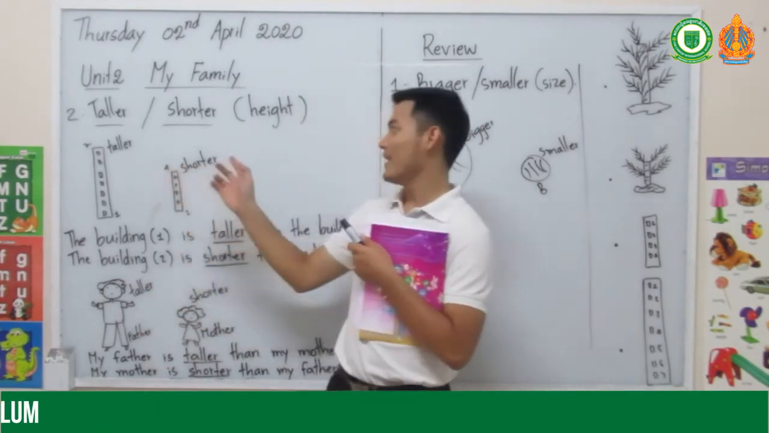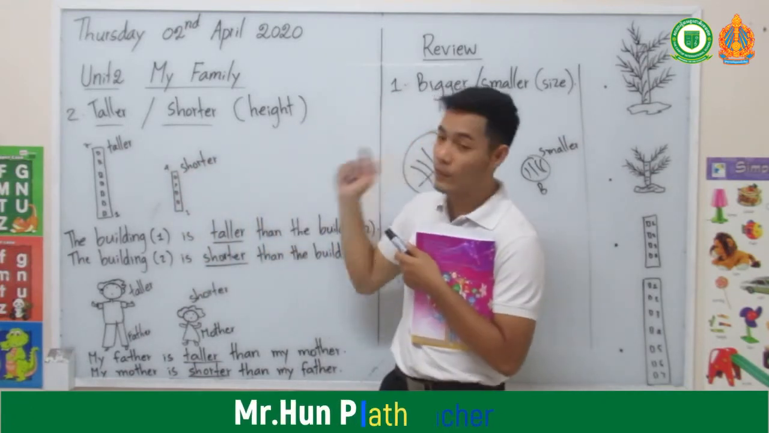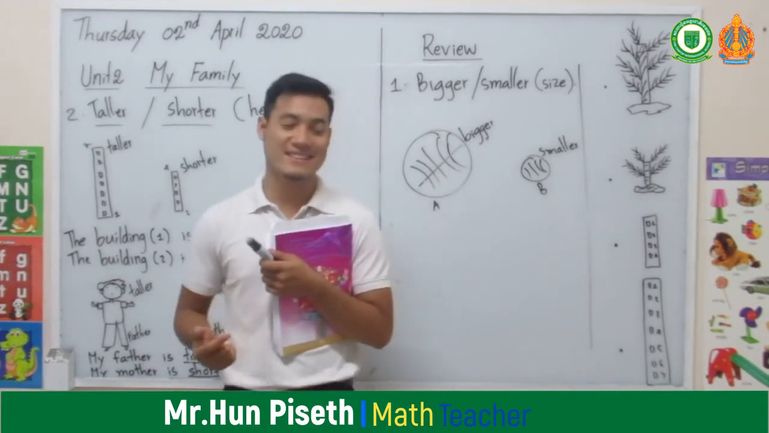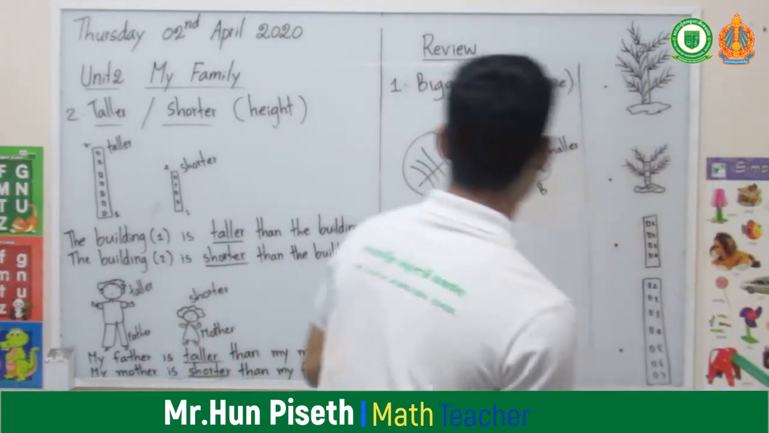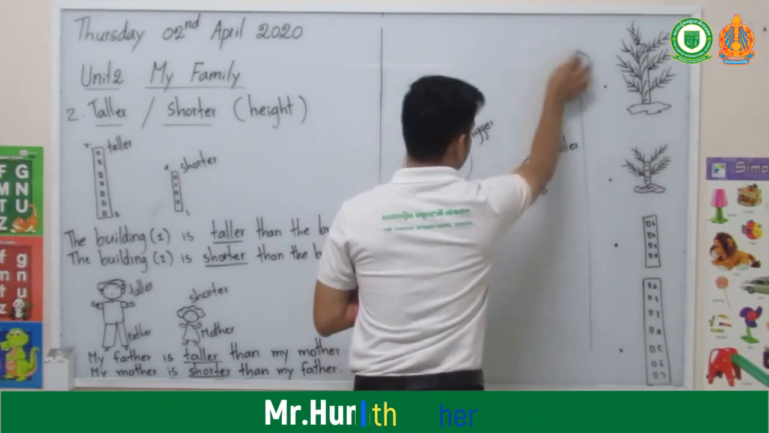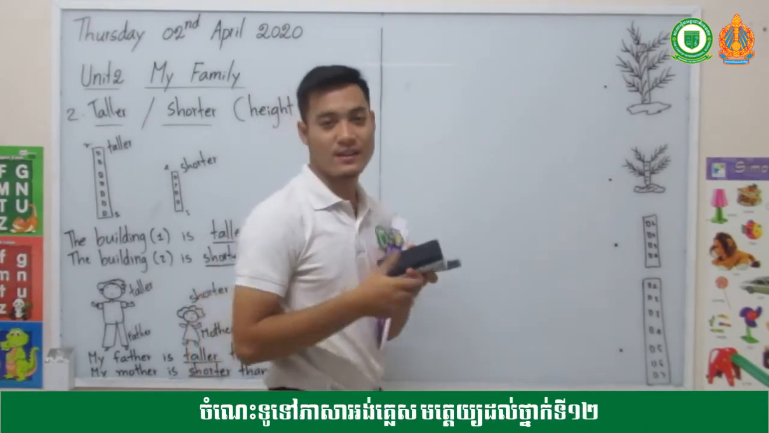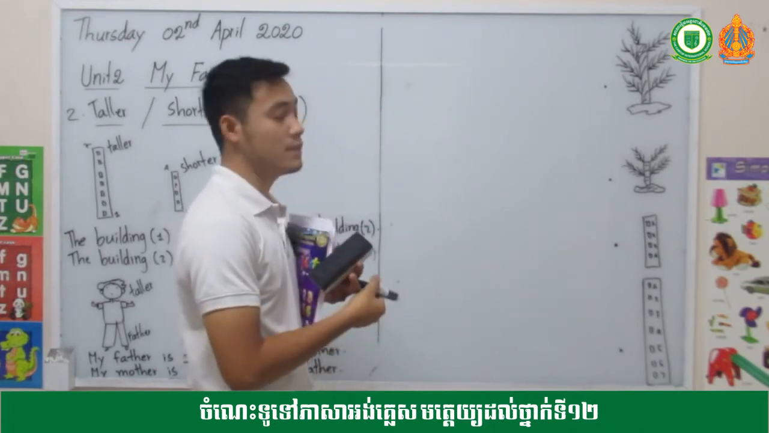So that's all for the second part of our video, and now we go to task 2 to make sure that you understand the lesson. So your task 2 is about matching. So you're going to match the word to the picture.